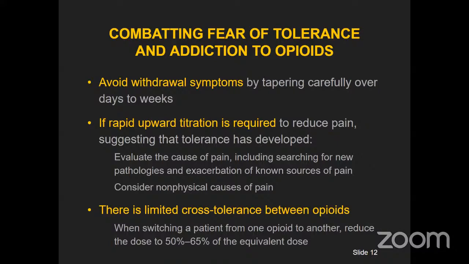Combating fear of tolerance and addiction to opioids. Avoid withdrawal symptoms by tapering carefully over days to weeks. If rapid upward titration is required to reduce pain, suggesting that tolerance has developed, evaluate the cause of pain, including searching for new pathologies and exacerbation of known sources of pain. Consider non-physical causes of pain. There is limited cross-tolerance between opioids, so when switching a patient from one opioid to another, reduce the dose to 50% to 65% of the equivalent dose.